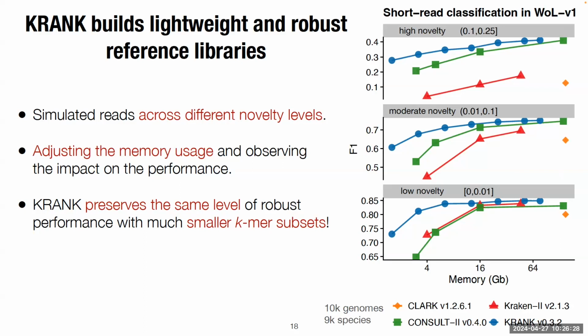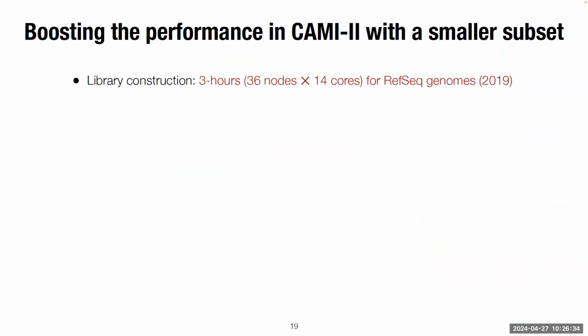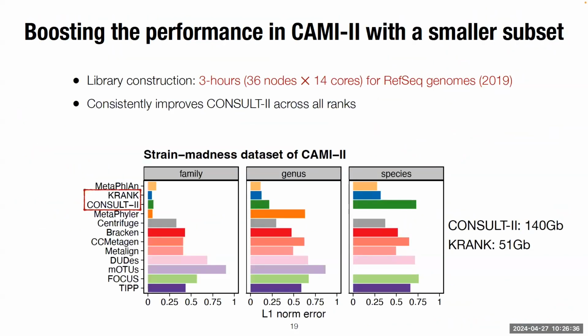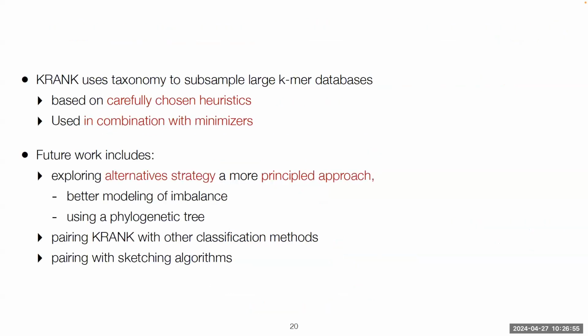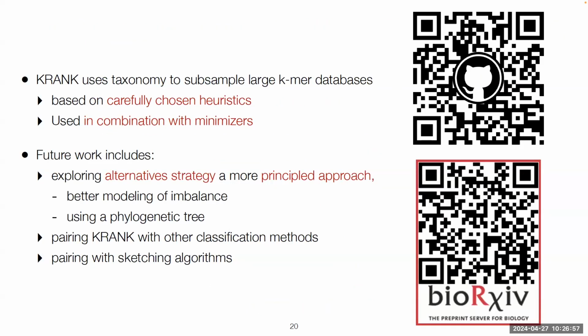On the x-axis, we have memory. For lower memory levels, crank is always performing better than other tools. And for the Kraken2 challenge, again, we have crank, which uses far less memory than Consult2, almost 1/3 of the memory used by Consult2, and it has a higher F1 score across all ranks. And it took only 3 hours to build a library from the entire RefSeq snapshot from 2019. So I think that's all that I wanted to mention.